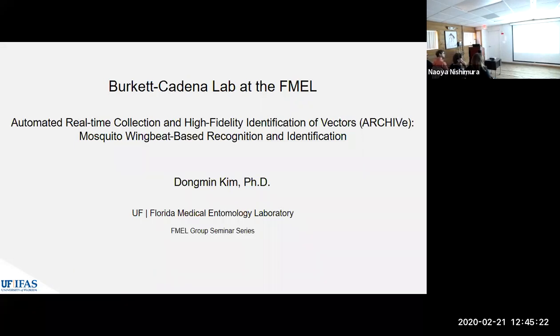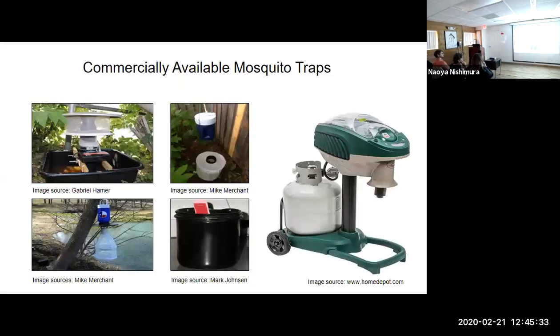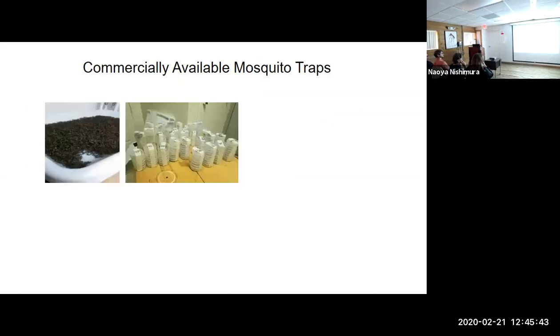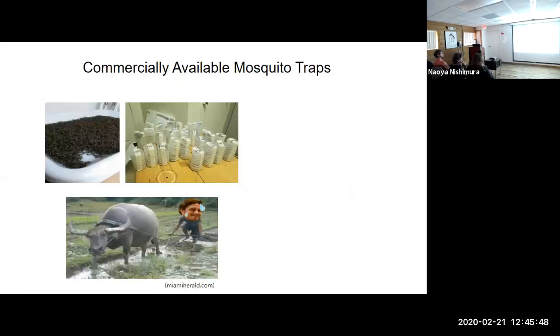Today, I would like to share our progress on the automatic mosquito ID system we've been working on. Let's get started. I have only 5 minutes, so I'm going to be so busy. As you can see, these multiple traps have been working great for mosquito surveillance. There is no doubt. But the problem is it is extremely time-consuming and labor-intensive, which makes Dr. Burkett sweat a lot.